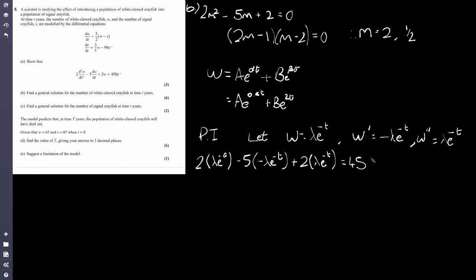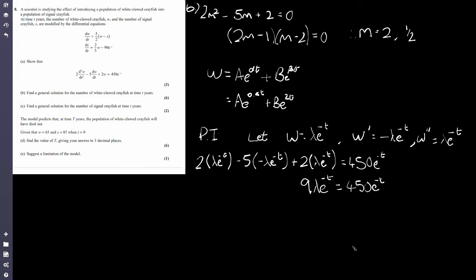So we're going to obtain a value now for lambda. We need to simplify this left-hand side and see what we get. I've got 2 lots of lambda e to the minus t here. I've got minus 5 times minus lambda e to the minus t, so that'll be 5 lots of it, and then I've got another 2 lots here. So that's 2 lots plus 5 lots plus another 2 lots, so in total I'm going to have 9 lots of lambda e to the minus t, and this is going to be equal to 450 e to the minus t.